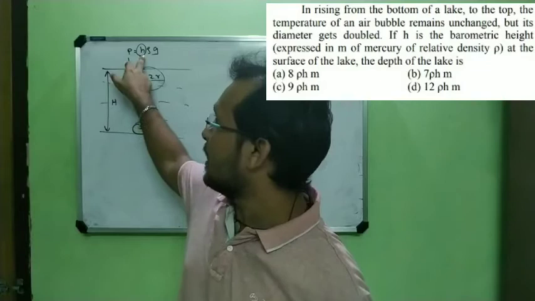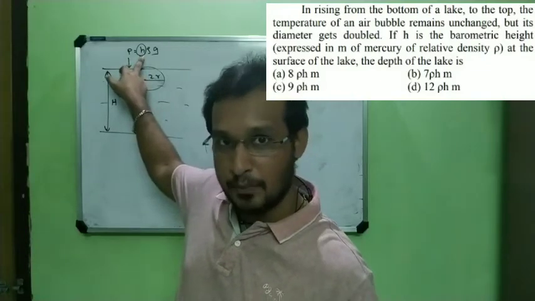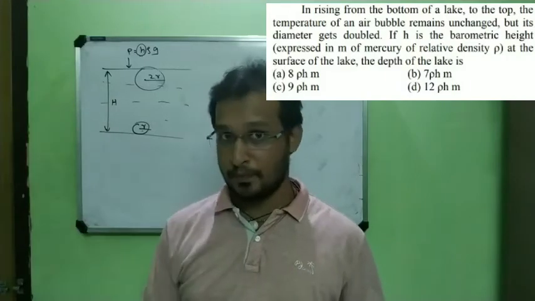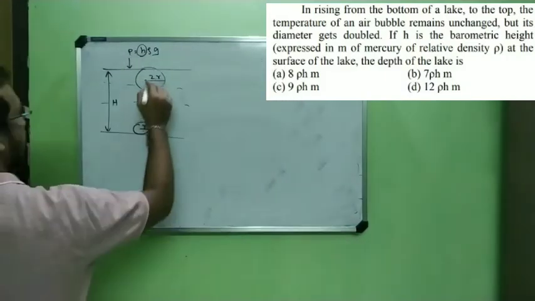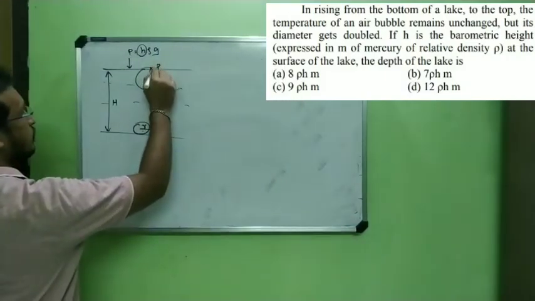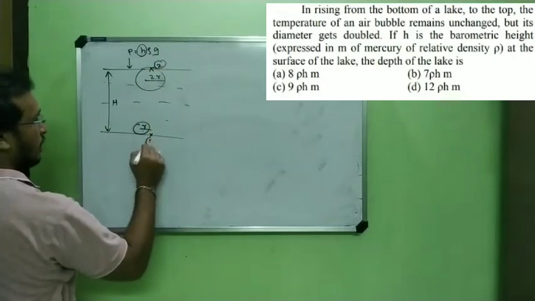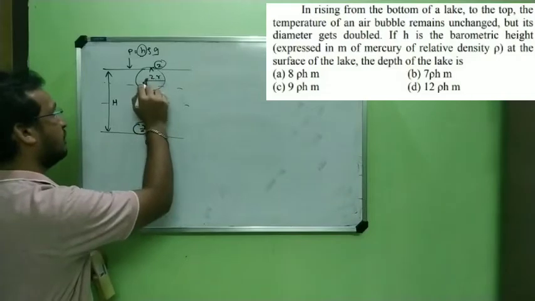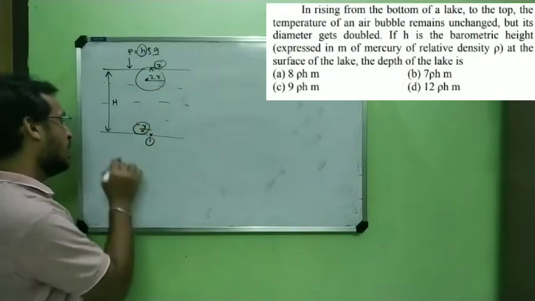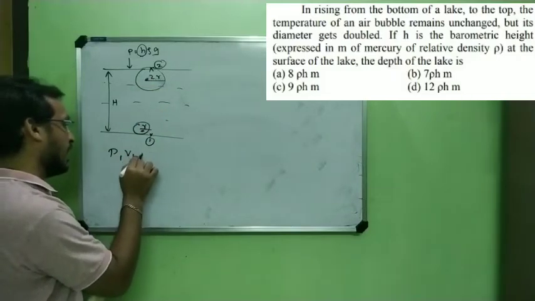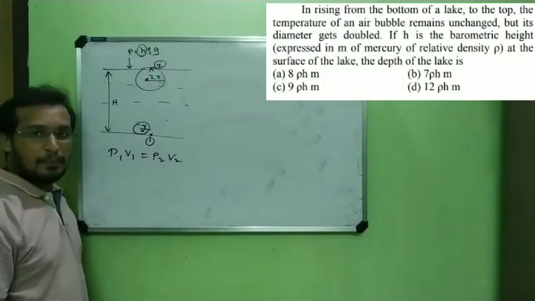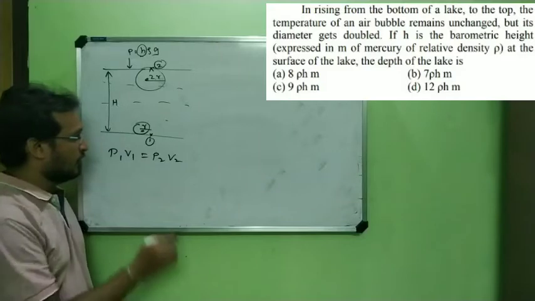Given small h is the barometric height of mercury, atmospheric pressure is given by P equal to h rho g. The depth of the lake we don't know. The radii are 2 and 1. In both points 1 and 2, the bubble is at constant temperature. Constant temperature means you can apply Boyle's law: P1 V1 equal to P2 V2.